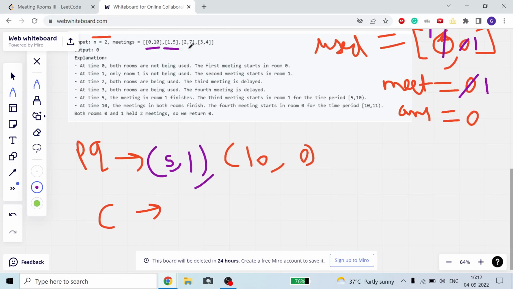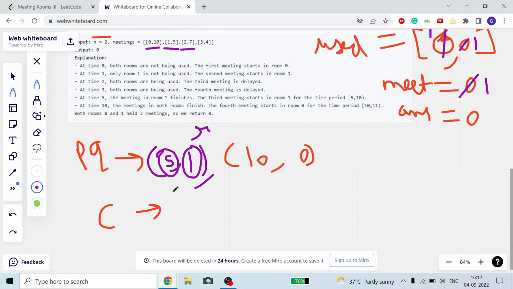Now for the next meeting, 2 comma 7, what is the element free to me? The first free element is 5 comma 1, and we can see 5 is greater than 2, but the first room available for this particular meeting is room number 1 at time 5. This is the room number, this is the time. Okay, it is a time comma room number pair.